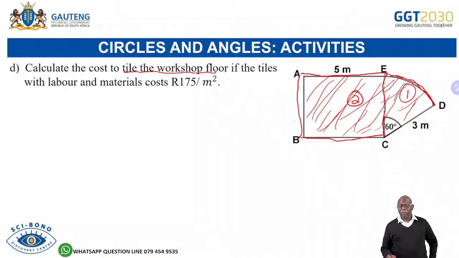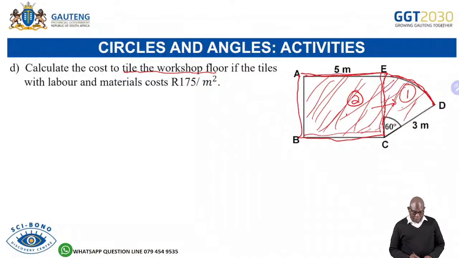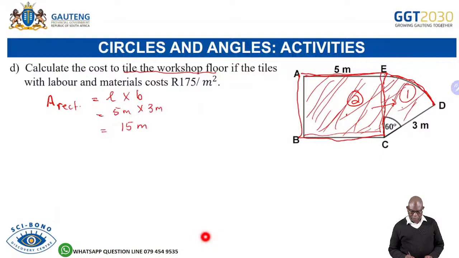Do I know the area of CDE? Yes, I already got it in the last one. So the area of CDE, I have it. So what do I need? I need the area of this part here, part 2, so that I can add it to the area of that one. Then I can check how I am going to get the amount there. So first I'm going to get the area of the rectangle, which is going to be my length multiplied by breadth, and that gives me 5 meters times 3 meters, and that will give me 15 square meters.